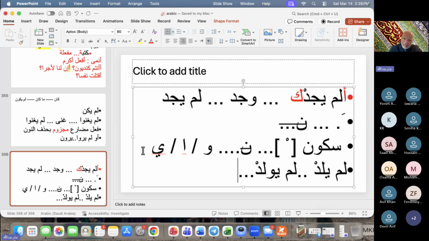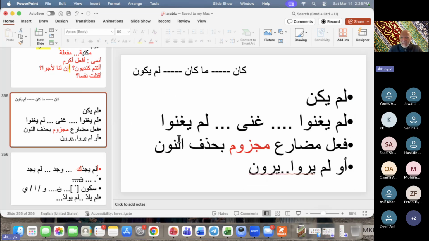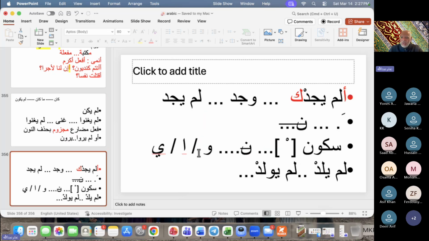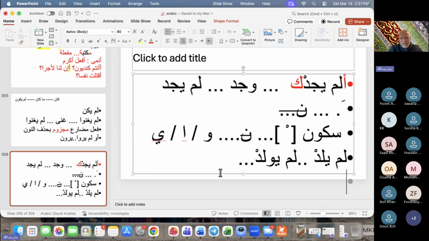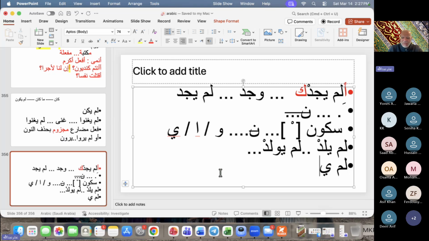If it is a plural verb, which means that it has got a noon in the مضارع مرفوع, you drop the noon. Like يرون لم يروا, يغنون لم يغنوا. So we drop the noon when there is a noon for the plural. We place the sukun when there is a singular verb. And the third case is لم يكن. What happens with yakun is that it used to have a waw, yakun.